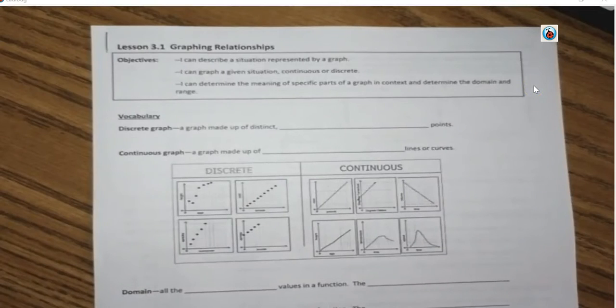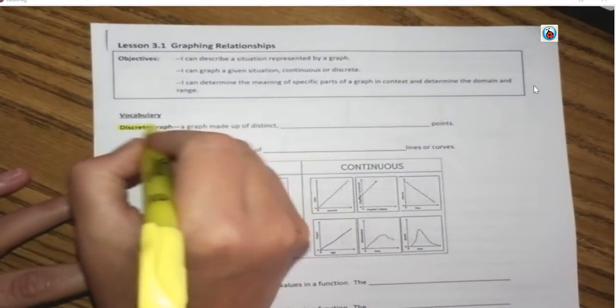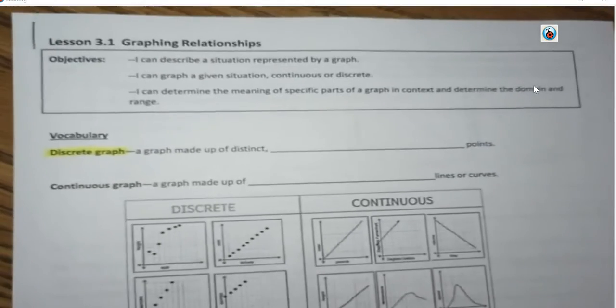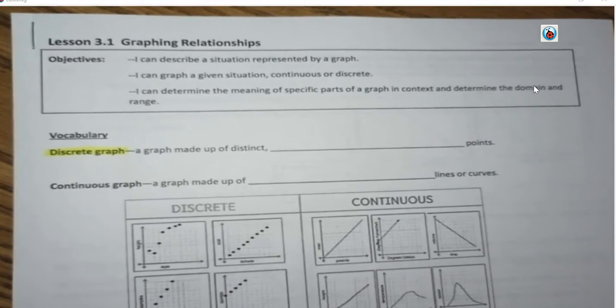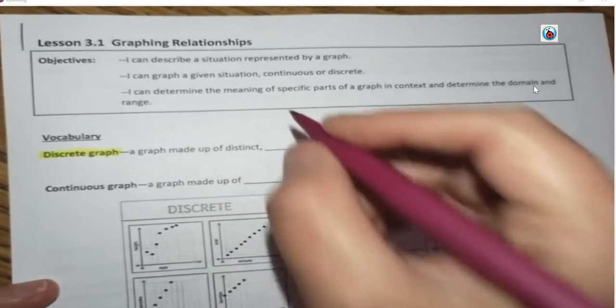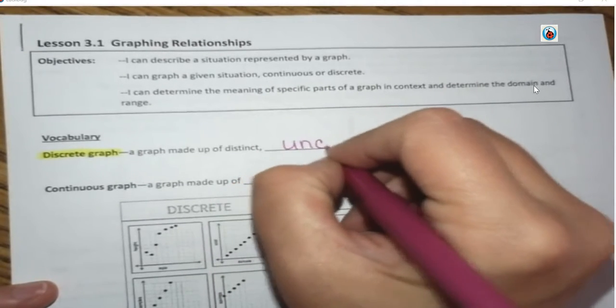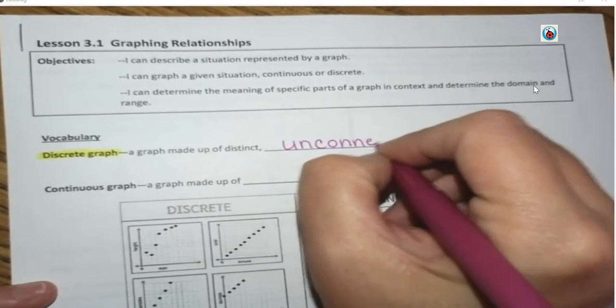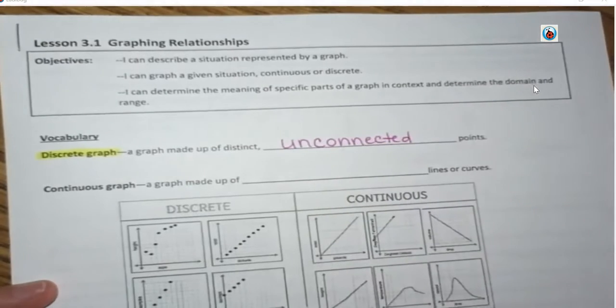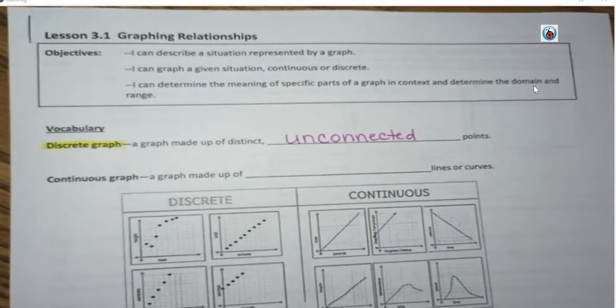Okay, today's lesson is on 3.1, graphing relationships. We have a bunch of vocabulary words. The first one is discrete, or a discrete graph. You'll use this a lot this year. A discrete graph is a graph made up of distinct, unconnected points. So you put in your dots, but you don't connect the dots.